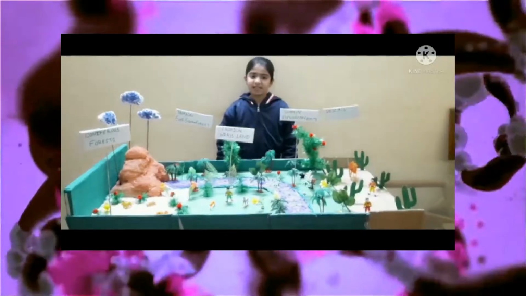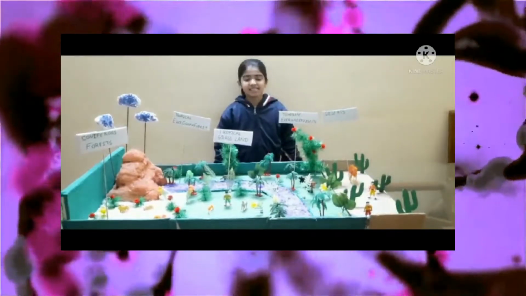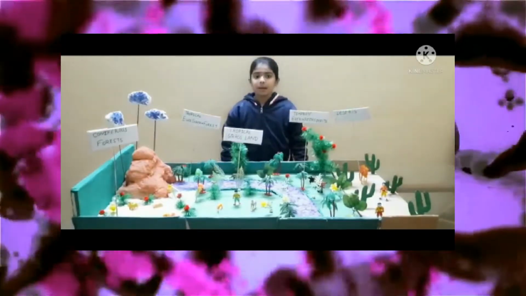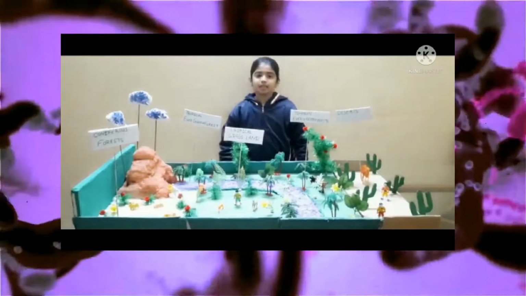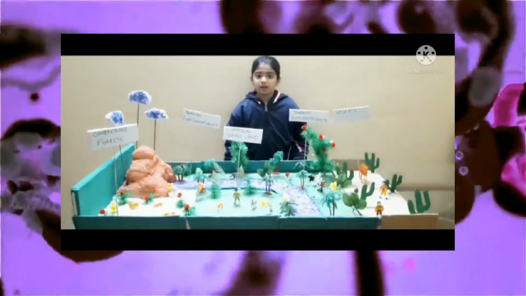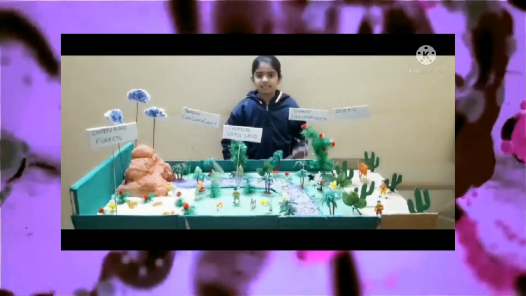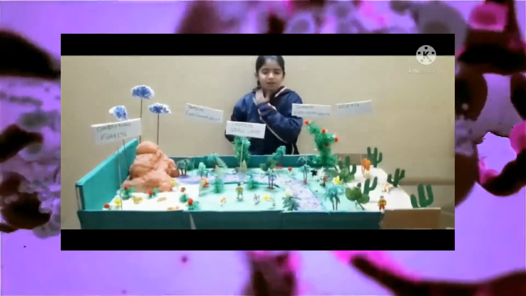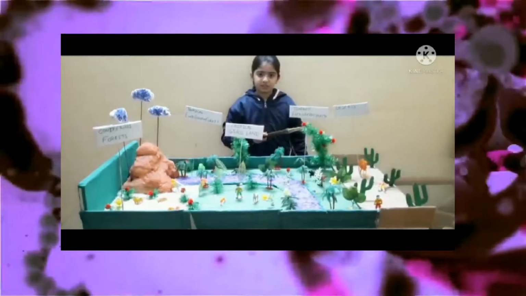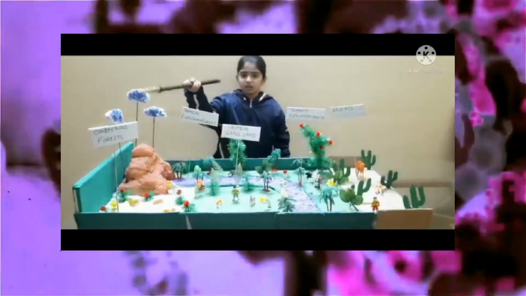Hello everyone, my name is Manvi Deda. I study in class 5A. My model name is natural vegetation. Today I am telling you about different types of forest, like coniferous forest, tropical evergreen forest, tropical grassland, temperate evergreen forest and desert.